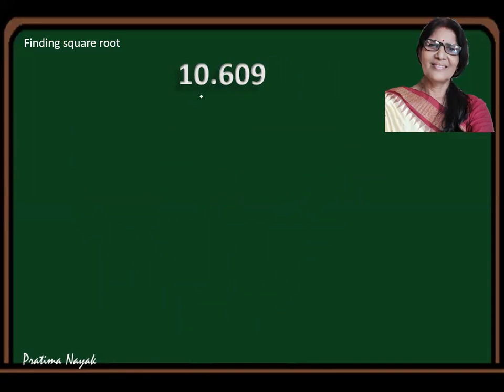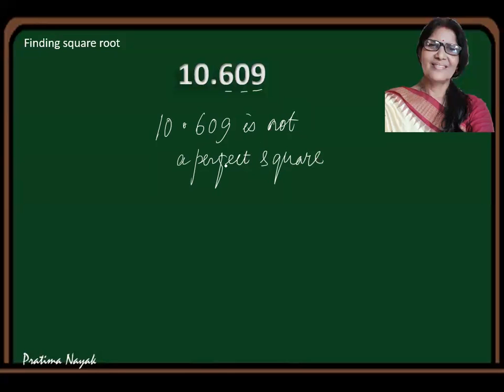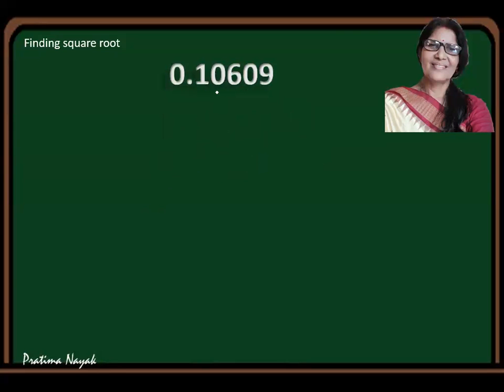Is it a perfect square? No, because there are 3 digits after the decimal, so 10.02 is not a perfect square. Now the question is, can we get the square root of this type of decimal which is not a perfect square? Yes, you can get it. We'll learn gradually. Is this a perfect square? No. 1, 2, 3, 4, 5. Not a perfect square.